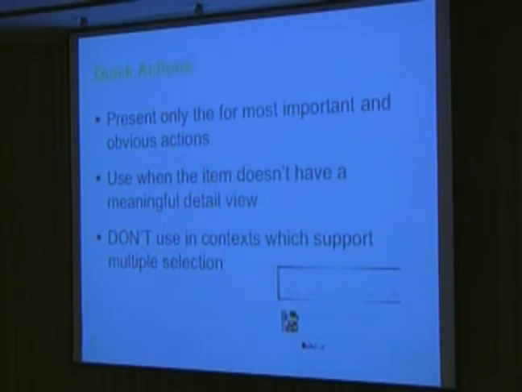Some recommendations on quick actions. Try to present only the most important and obvious actions. Don't include 20 actions within the pop-up, that doesn't make sense and confuses the user. And use it when the item doesn't have a detailed view. For example, for the user icon, you probably don't have a detailed view after that, so use it in that case. And finally, don't use this pattern when your list field supports multiple selection, because it's contextual specific.